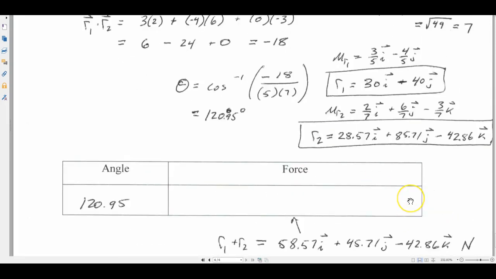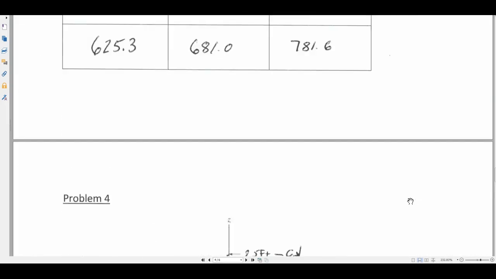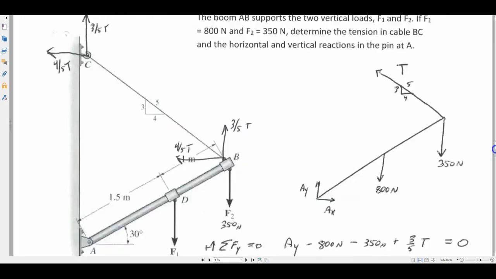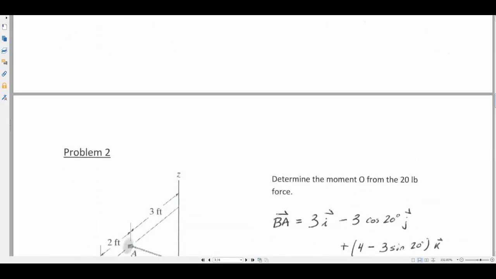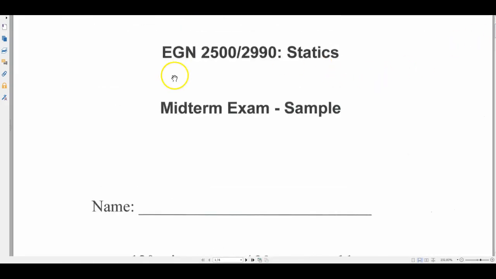So that's the test. There's a lot of things there that you should be able to do. Your homework should be good practice. If you want to do more problems, I'm sure the book has more things, but this is excellent. I hope that you can do this test, and I hope this helps you get ready for the exam.